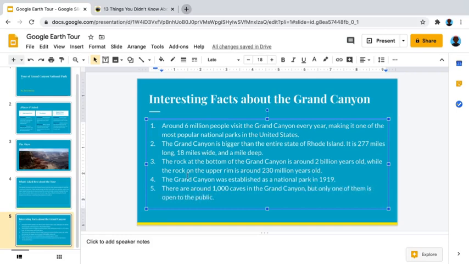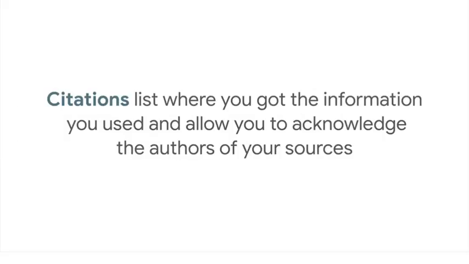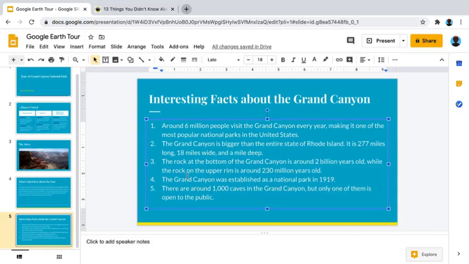After listing your facts, cite your sources. Citations list where you got the information you used and allow you to acknowledge the authors of your sources. Content such as quotations, statistics, and audio or visual materials should be cited.